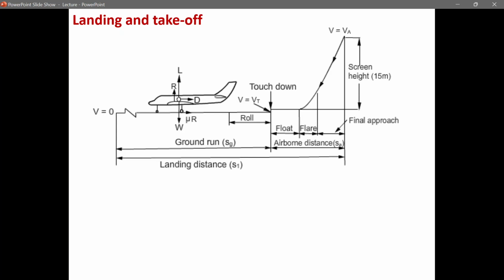How much does it take off? How much is the length from 15 meter screen height to velocity 0? It just moves in the other direction. And the difference is that you are going to turn off your engines, right? So you are not going to include thrust in your calculations. Any questions here?